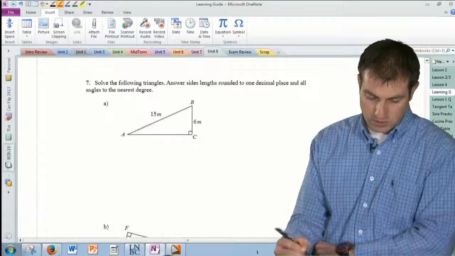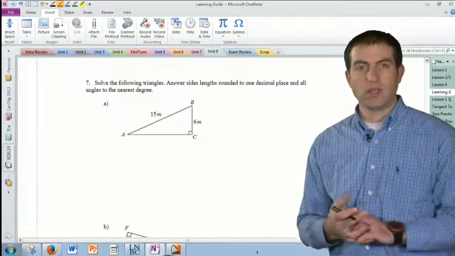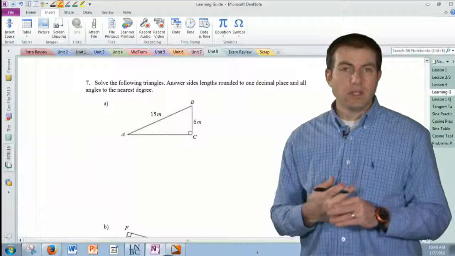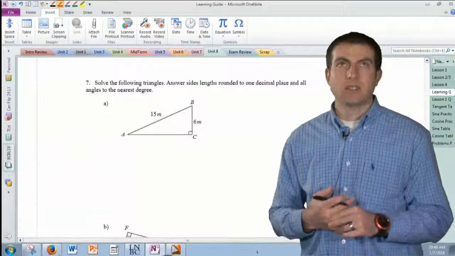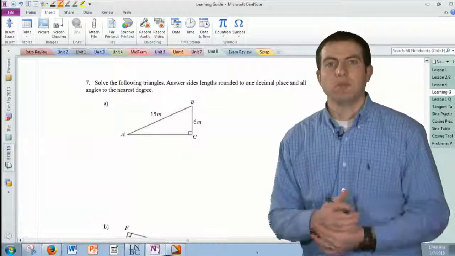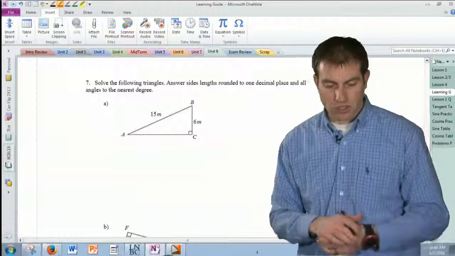What did I say? Number 7. Solve the following triangle, answer side lengths rounded to 1 decimal place and all angles to the nearest degree. So you may see this on a test. It's not as likely on a multiple choice because it's not just going to say solve a triangle, it's going to ask for a specific side or a specific angle, but it's kind of good practice.